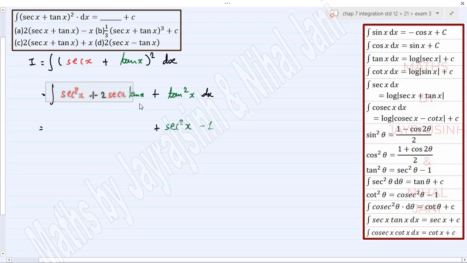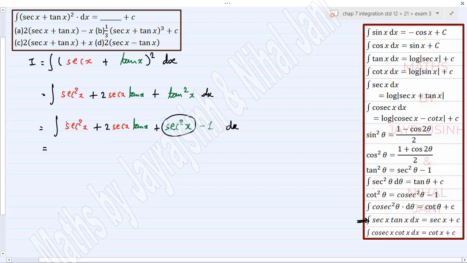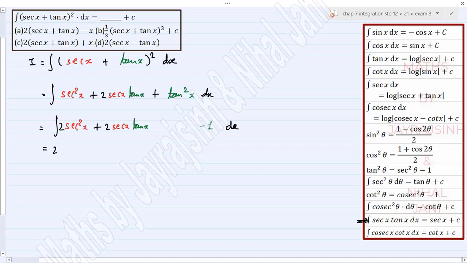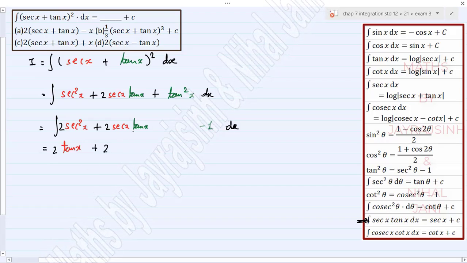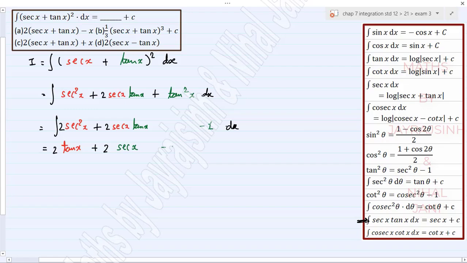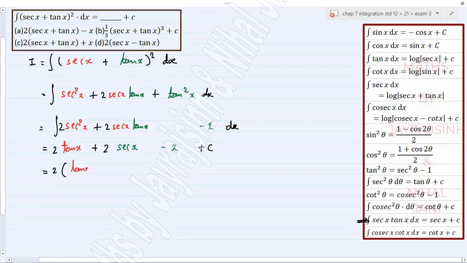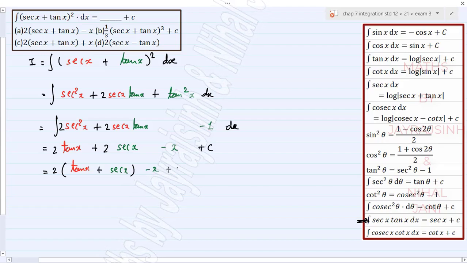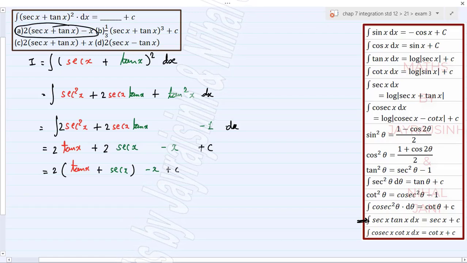So let's write down our first two terms as they are. Now this sec square x plus sec square x will become 2 times sec square x. So we are ready to integrate. 2 will be as it is. Integration of sec square x will be tan x, plus 2 as it is, integration of sec x tan x will be sec x, minus integration of 1 will be x plus c. We can take 2 common, so we will get 2 tan x plus 2 sec x minus x plus c as your final answer, which is given in option A. Tada!